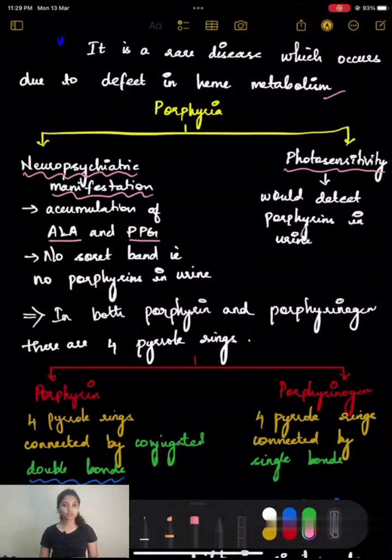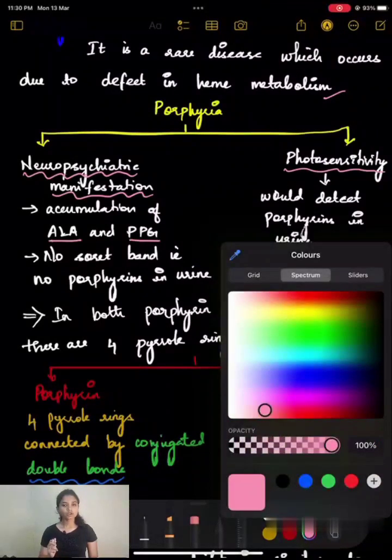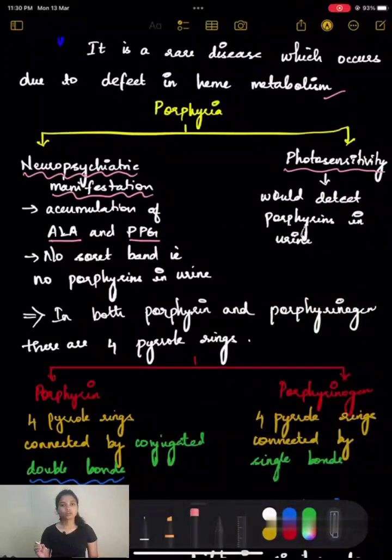And there is no presence of porphyrins in the urine, so automatically there is no Soret band present. So what do you mean by Soret band? When you analyze urine in a spectroscope and you observe a red color band in it, it is due to the presence of porphyrins in the urine. It means that there is presence of a Soret band. But if the cause is neuropsychiatric manifestation, there is no Soret band because there are no porphyrins in the urine. But if there is a photosensitivity cause, there will be detection of porphyrins in the urine, so automatically there is presence of the Soret band.